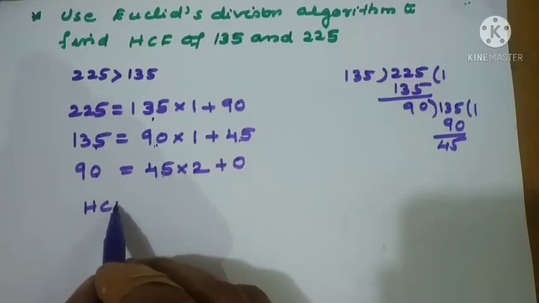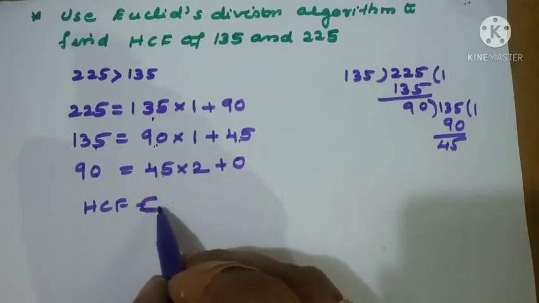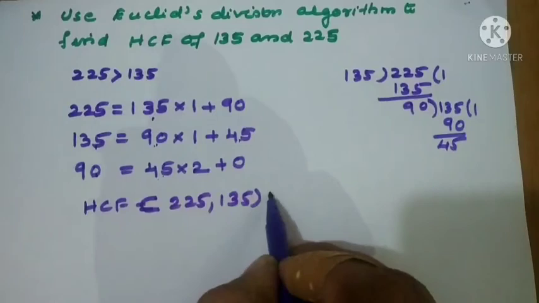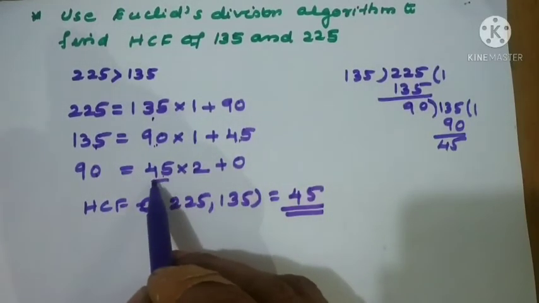Therefore HCF of 225 comma 135 equals 45 only, because the last divisor is 45.